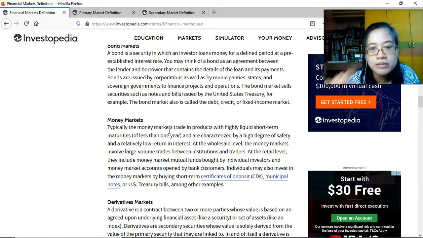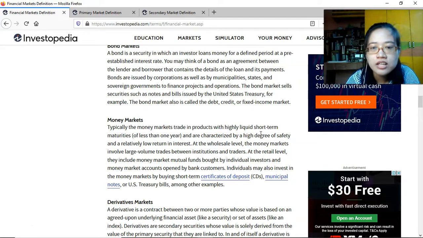So typically the money markets trade in products with highly liquid short-term maturities. That's why it's called money, because the security is essentially convertible immediately to cash, or to money. Highly liquid, ibig sabihin convertible immediately to cash. And normally what are easily convertible to cash are short-term securities, those which would mature within less than 1 year.